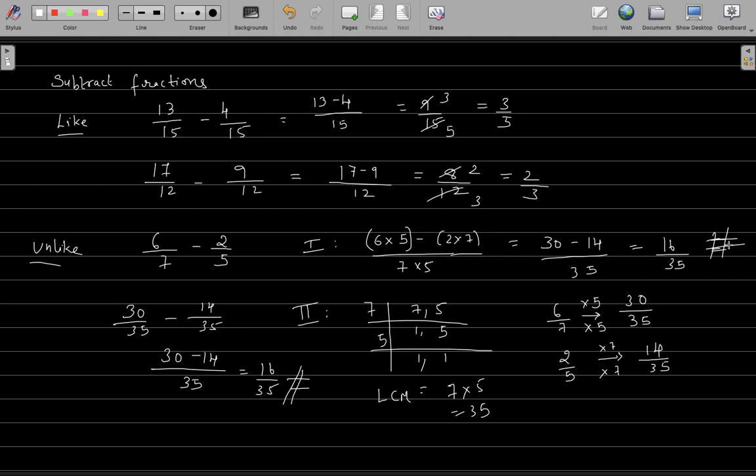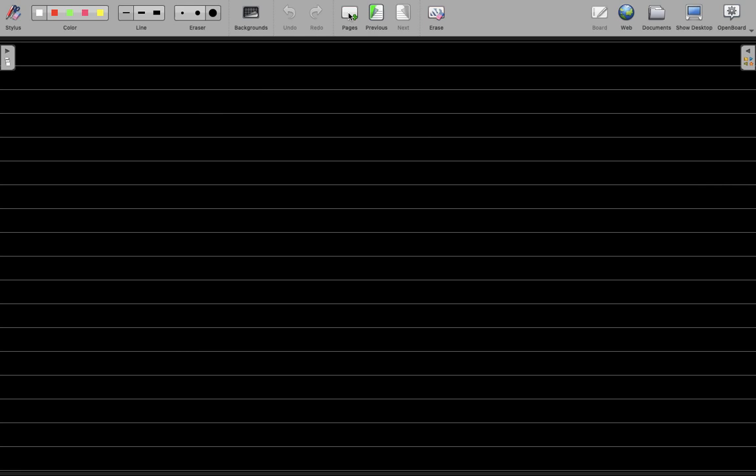So solving unlike fractions, that is the fractions with different denominators, is quite similar to how you add fractions also, except the fact that you have the subtraction symbol here, and you can apply both the methods, either the direct method or the least common multiple or LCM method. Let us solve one more problem for unlike fractions. Suppose I want to subtract 5 by 6 and 3 by 4.